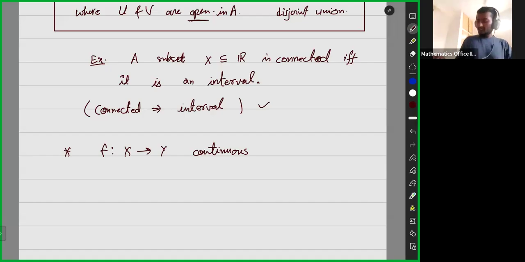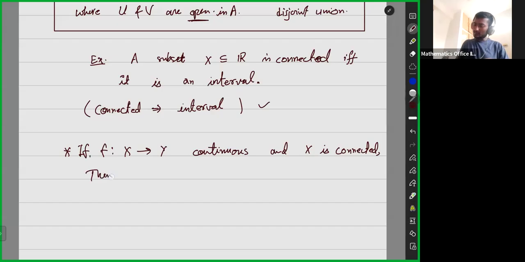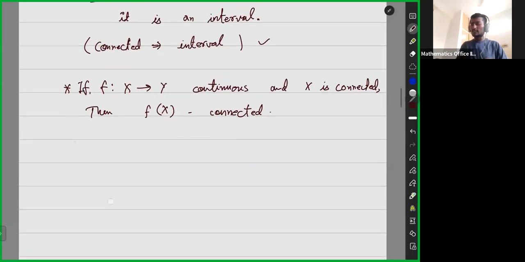So when f is continuous and X is connected, then the image f(X) is also connected, right? This is one theorem which was proved in the classroom. So I'm just mentioning this. I will not prove this. If you want to know the proof, go through the class videos once again.